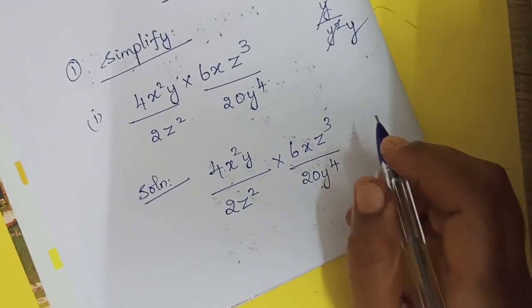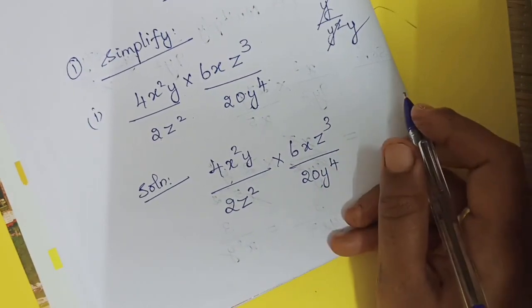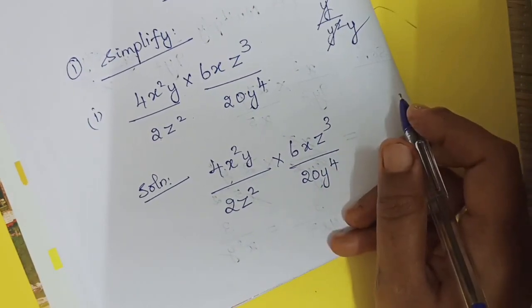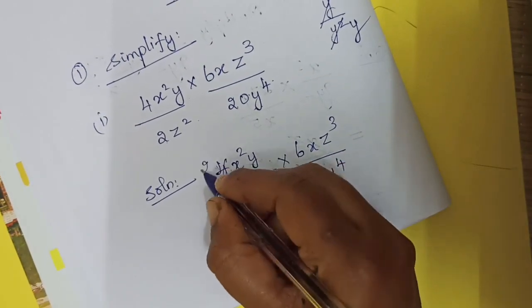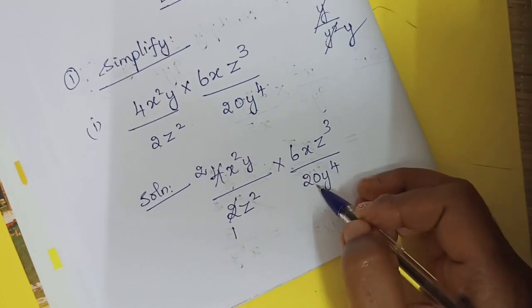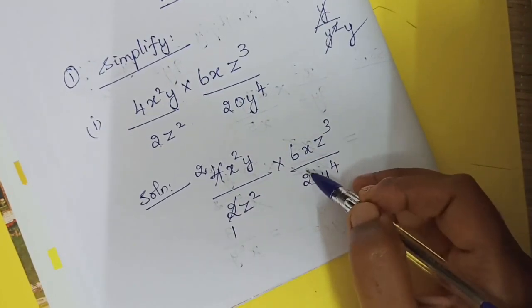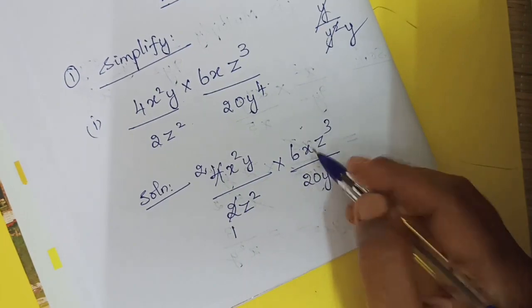First, check for the possible numbers to cancel. Then we can move to the variable. Okay, so here 1 2 is 2, 2 2s are 4. Then here also 2, here 20. This number also you can cancel. One should be in the numerator and another should be in the denominator.